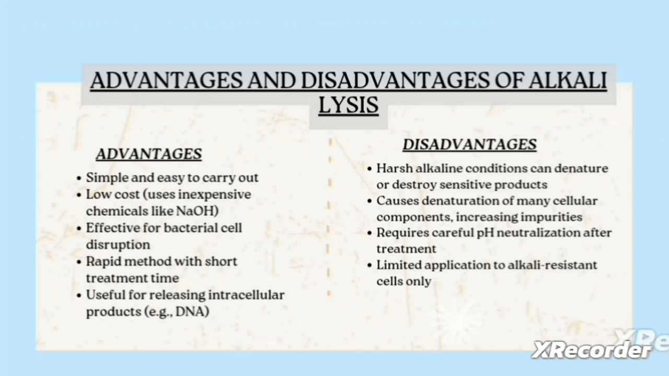Now coming on to disadvantages. Harsh alkaline conditions can denature or destroy sensitive products. Also, as alkali causes denaturation of many cellular products, this leads to higher impurities in the fermentation broth. Also, a neutralization step is an additional step that has to be done in alkali lysis, and it has very limited applications to certain alkali resistant cells or products only. So this was all about alkali lysis.